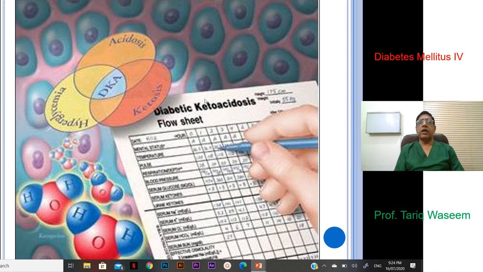So each and every diabetic patient should be managed in a high dependency area, with monitoring maybe hourly or half hourly, and depending on the situation, later on 2 hourly, of each of these parameters, starting from pulse, blood pressure, urine output, fluid administered, urine and serum electrolytes, ABGs, and blood sugar level. They should be charted out and the trends noted: what is happening to the pH, what is happening to the sugar, whether it is responding accordingly, or whether we need to step up the therapy.